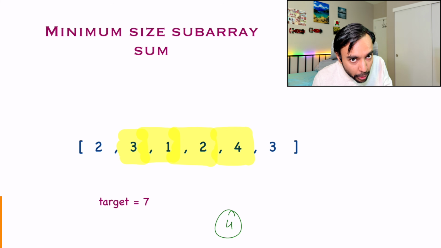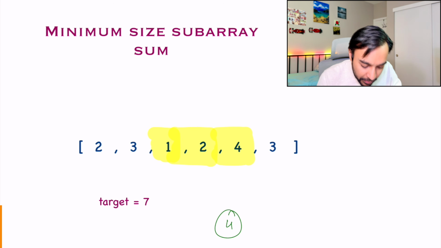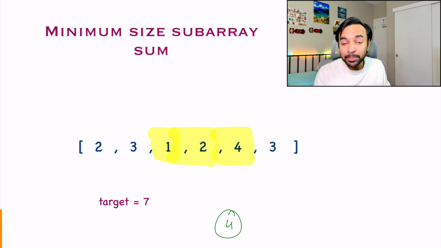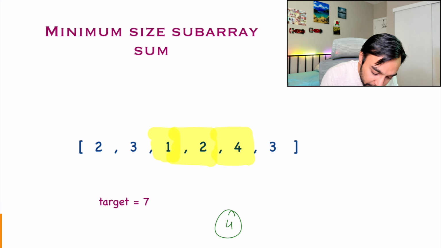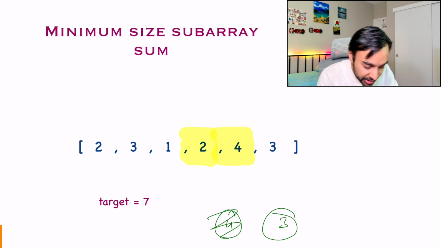So this is a possible solution. But I can also now start to reduce my size. I see 4 plus 2, 6 plus 1, 7. So I found an even smaller size. That is 3. Can I reduce it further? No, because now the sum becomes 6.